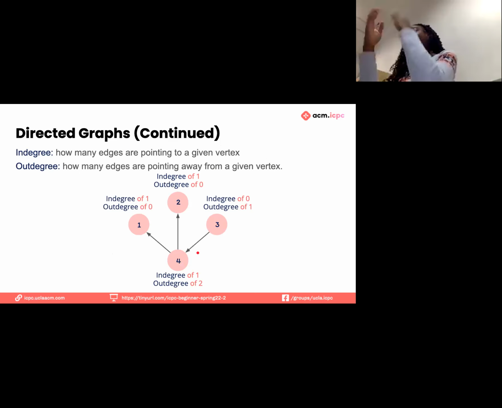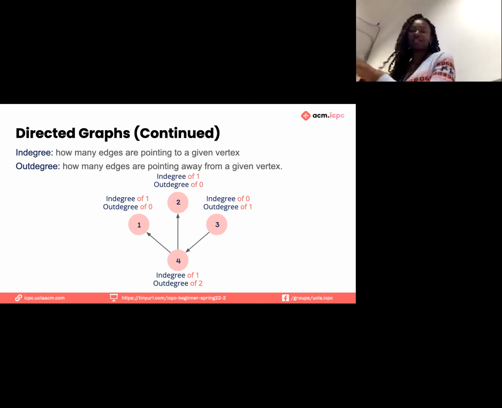Okay, cool. And also for directed graphs, we have to have a different definition for degree, because we now have two different ways that vertices can be connected. One could be pointing to another one, or one could be getting pointed to. And so we consider that the in degree would be how many edges are pointing to a given vertex, and the out degree would be how many edges are pointing away from a given vertex.